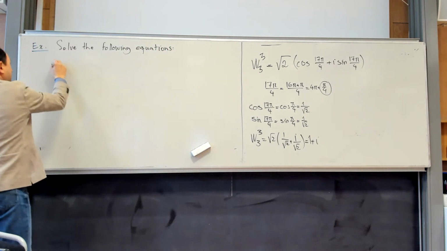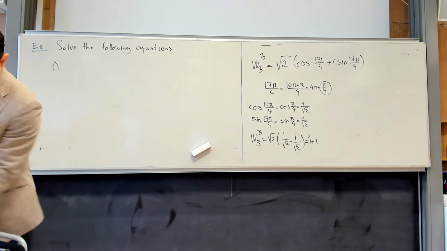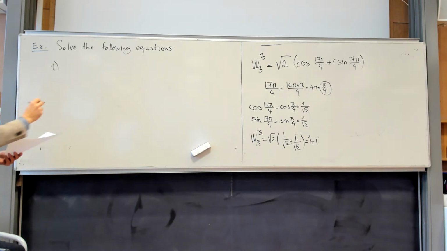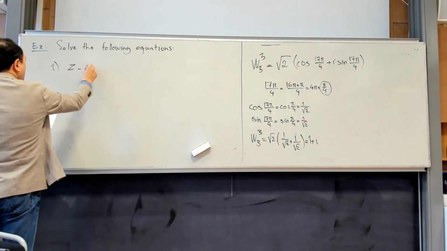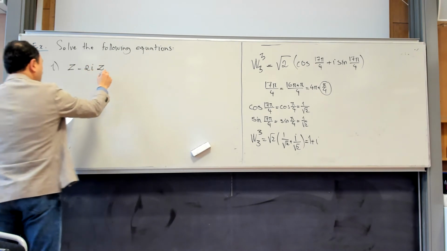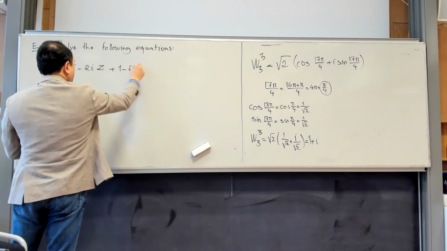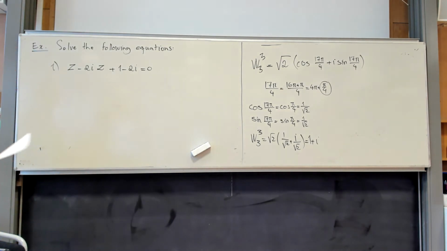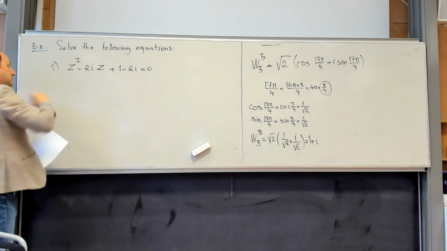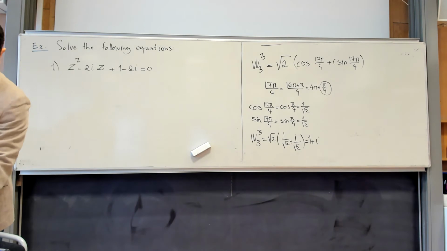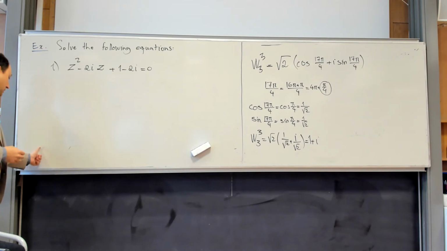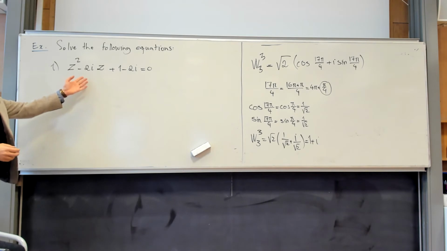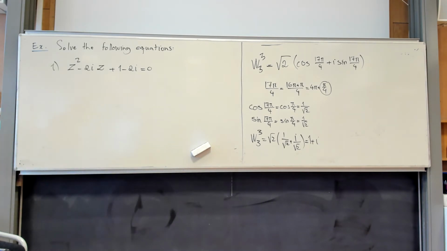Solve the following equations. Okay, so number 1. Z squared minus 2i times Z plus, I hope that I have written it correctly. So yes, I want to solve this equation. It's a quadratic equation. So what should we do here? Of course, this is not a big problem. Let us start. Everyone agrees that this is a quadratic equation, yes? So how should we solve that?